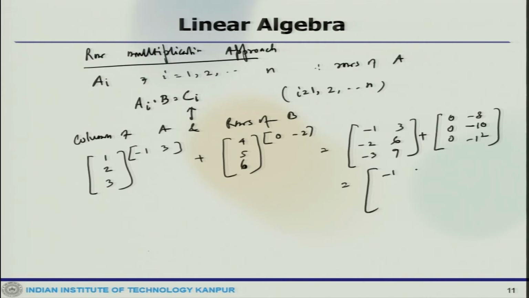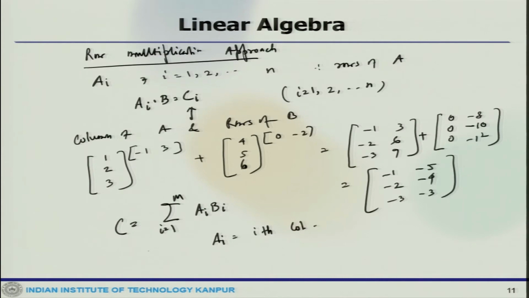So, that will get us minus 1, minus 5, minus 2, minus 4, minus 3, minus 3. So, that means C would be the summation over i from 1 to m of a_i b_i, where a_i is the ith column of A and b_i is the ith row of B. Okay. So, now there are other means one can find out, which is the block multiplication approach.